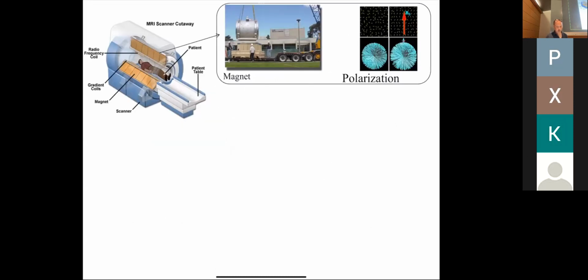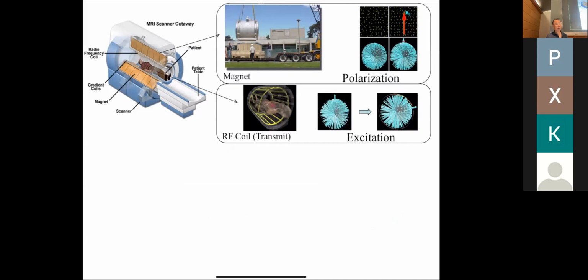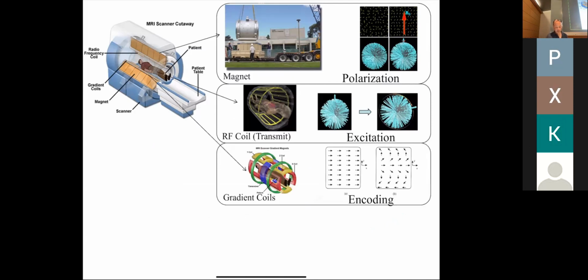So we're going to switch gears now. We've talked about polarization. We've talked a little bit about excitation. We'll also revisit excitation later when we talk about how to do slice selective excitation. But for now, we're going to move on to the gradient coils, because that's really going to be the bulk of the next few lectures, how we actually make an image.